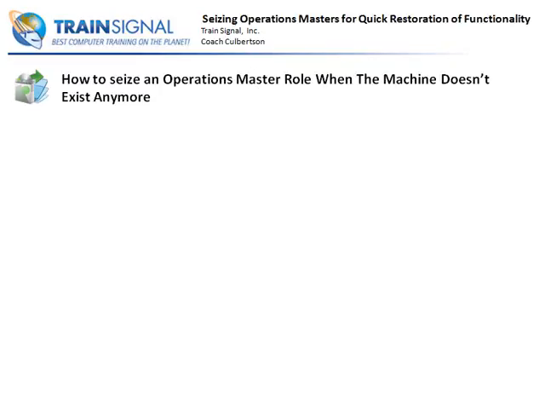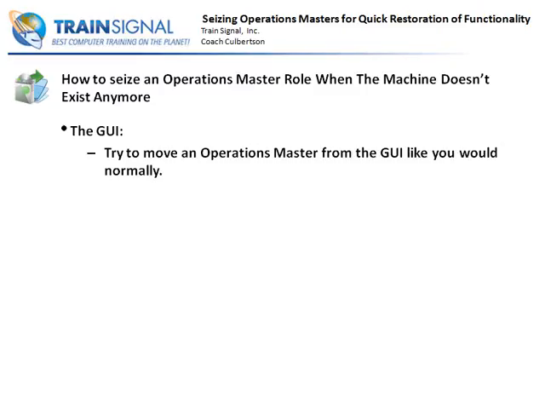So let me tell you how to seize an operations master role, also known as a FSMO, when the machine doesn't exist anymore. The first way that we can do this is through the graphical user interface, through the Server Manager. First of all, we can try to move the operations master from the GUI like we would normally.